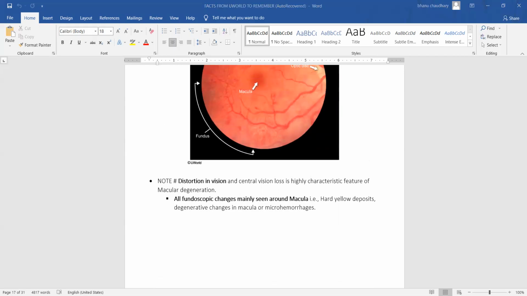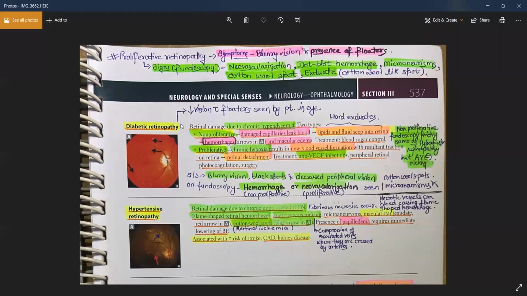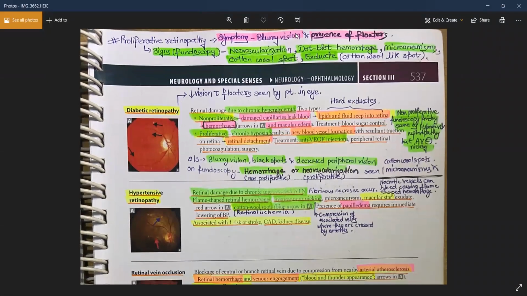Let's go back to the first step again. So that was about my diabetic retinopathy. Okay, symptoms in case of proliferative will be the blurring of the vision and the presence of fluid. These two are the important findings on the symptoms, and on the fundoscopic, that means on the examination, you will see all these neovascularization in case of the proliferative one.